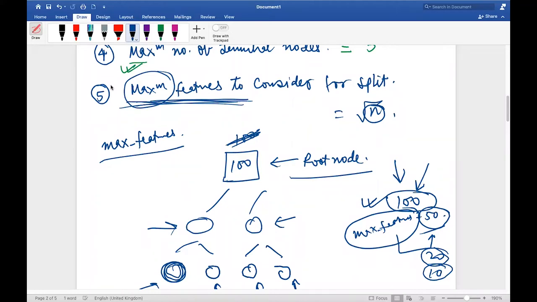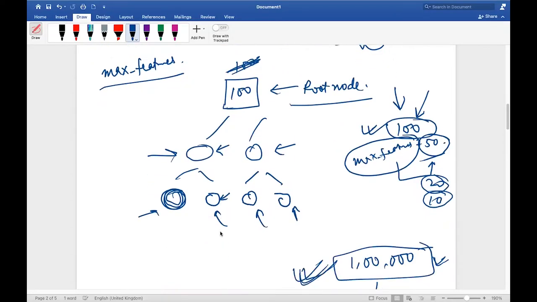Yes, you were asking something. Okay, yeah. So there will be multiple splits happening, but we are limiting the number of features. Yes, yes. So at each node, a split is happening, yes, no? Yes.